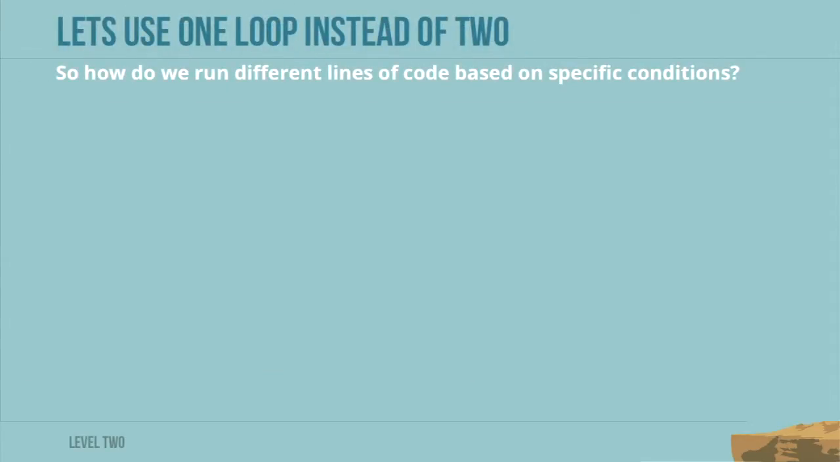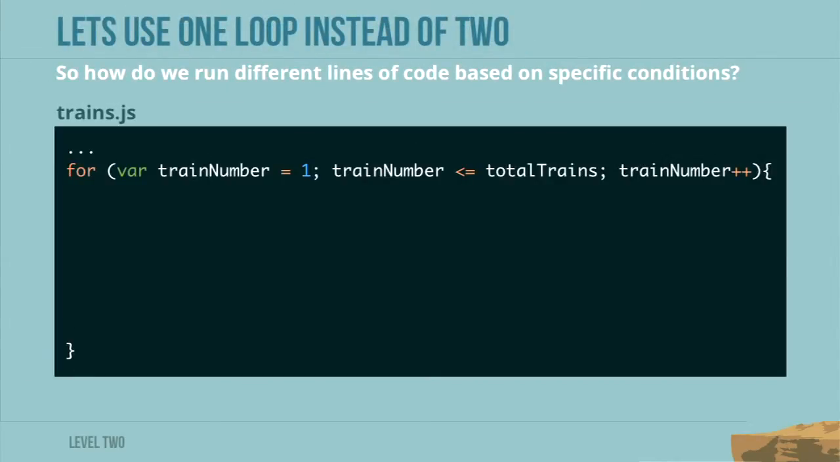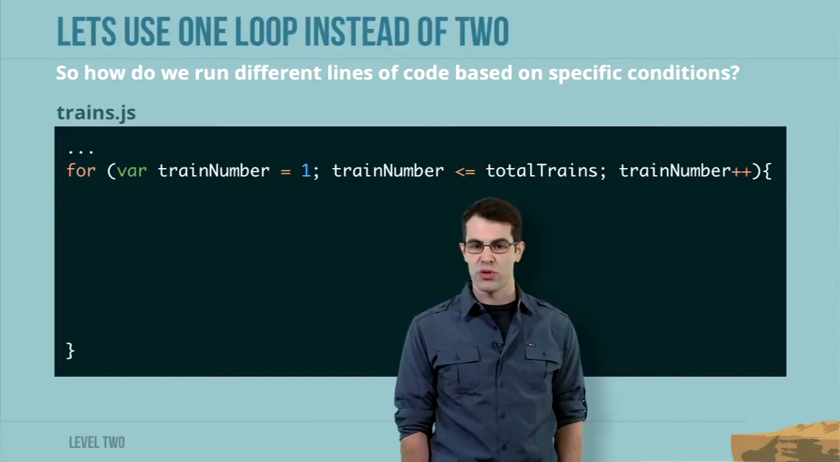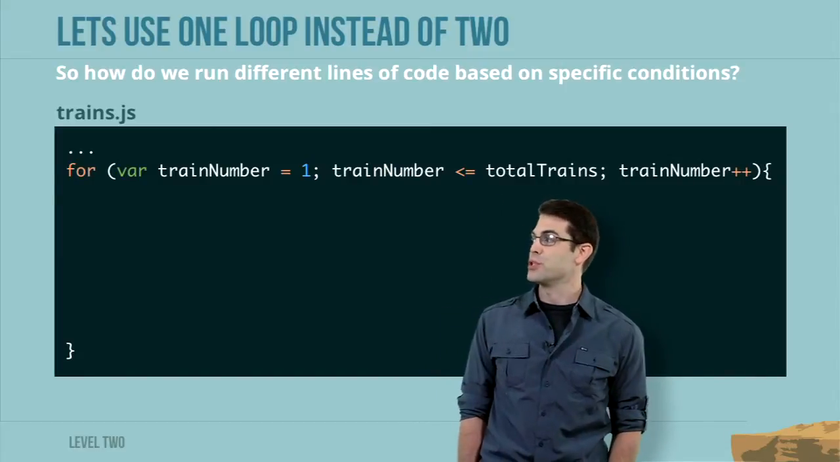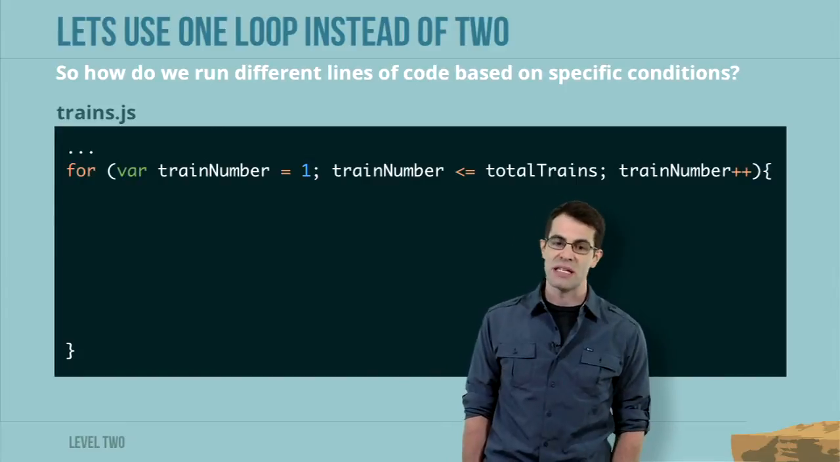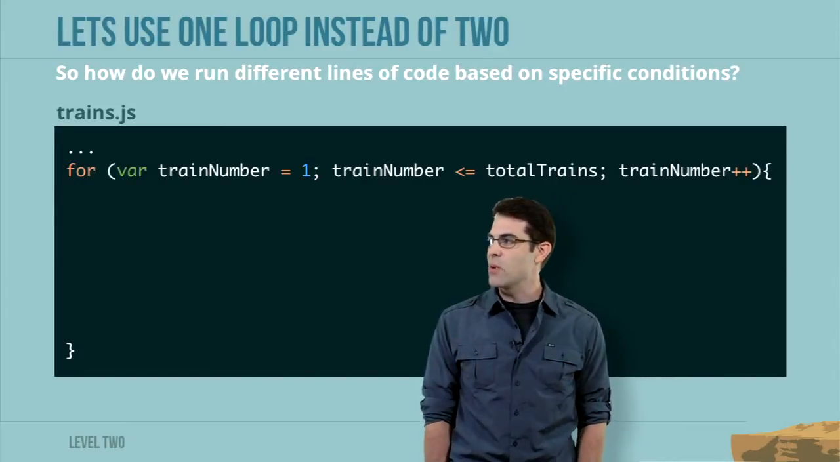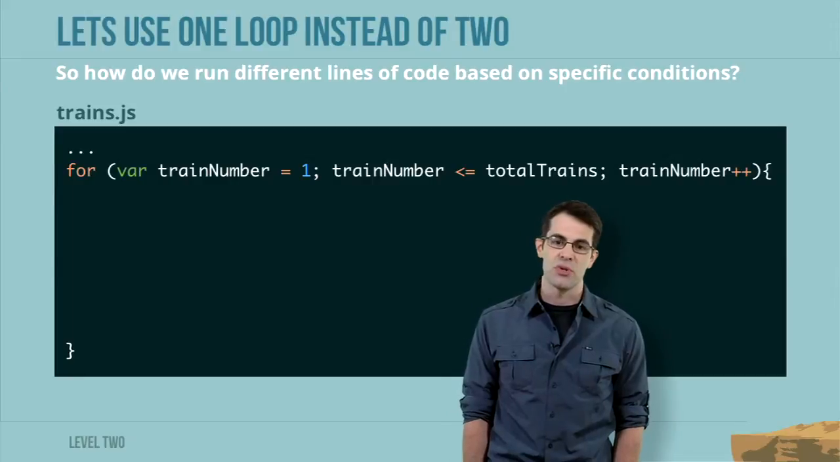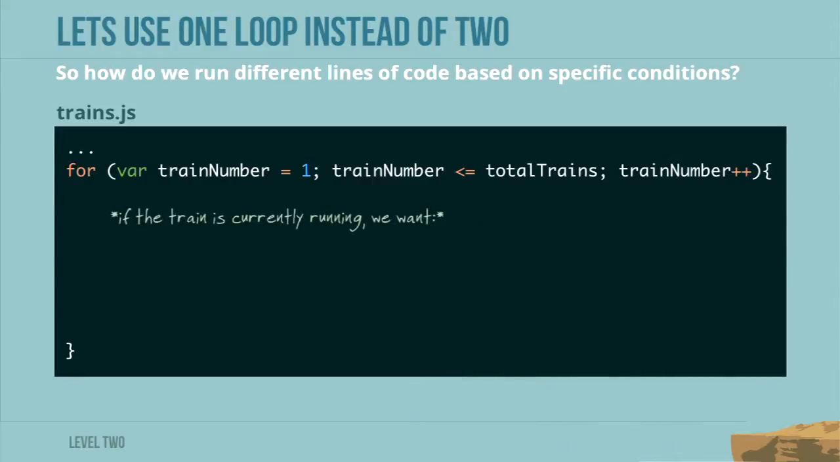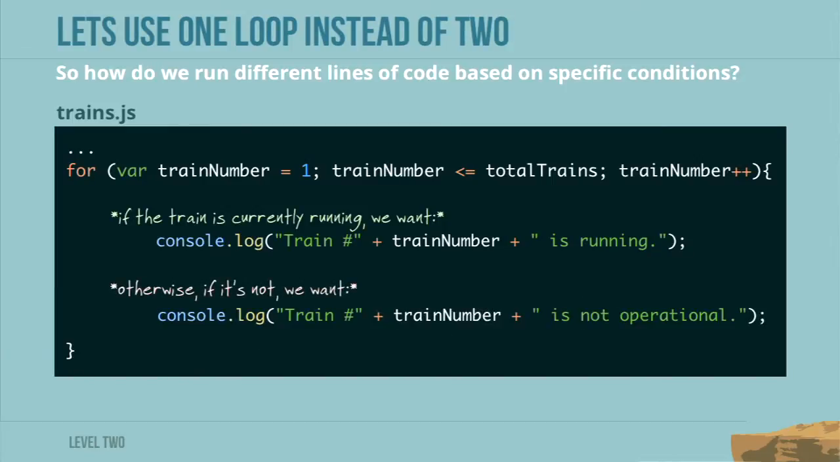Well, here we have a for loop that loops through not just the operational trains, but through all of the trains. We have it checking to see whether the train number is less than or equal to the total amount of trains. That means that this for loop will move over every single possible train number. But now we need to know how to differentiate between whether the train is running or whether it's not running. So if the train is currently running, we want to print this particular statement. And if it's not, we want to print this other statement that shows that it's not operational. How can we do that?